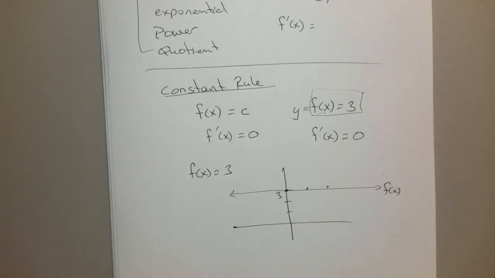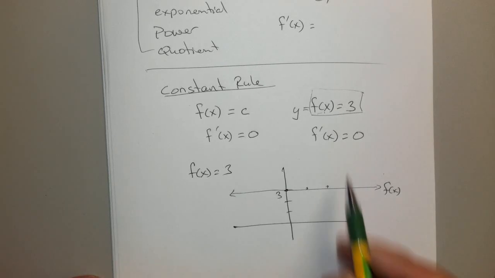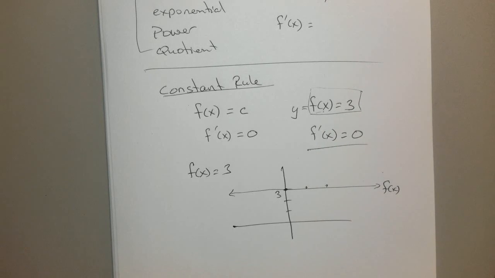F prime of x finds what? What does the derivative find? The slope. What's the slope of that line? Thank you, thank you.